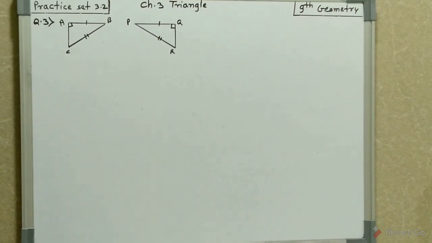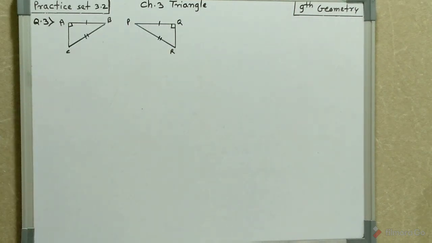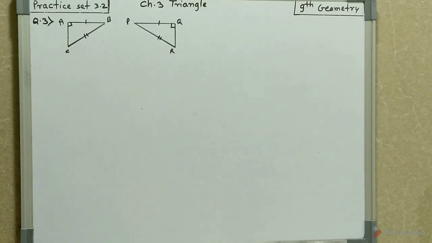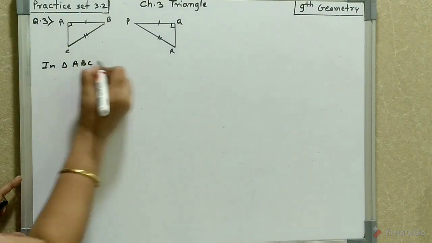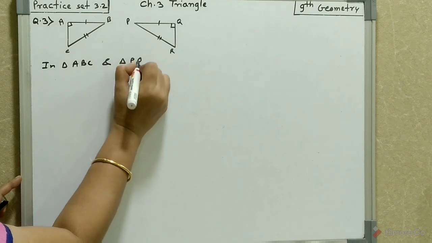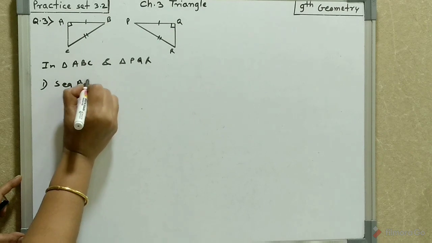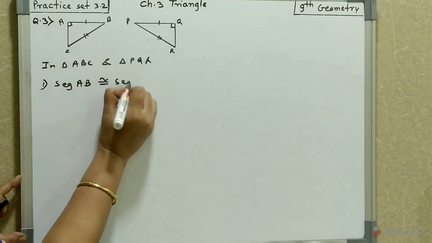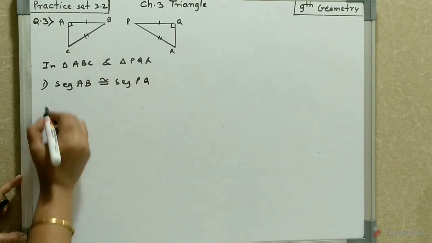So the correspondence. In triangle ABC and triangle PQR, look at the correspondence: angle A corresponds to angle Q, angle B corresponds to angle P, and angle C corresponds to angle R. So we write, in triangle ABC and triangle PQR, what is the first segment? That is segment AB congruent to segment PQ. See the same sign. Now, what is the next segment?